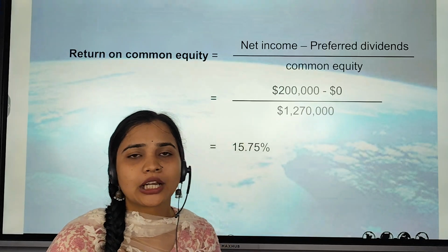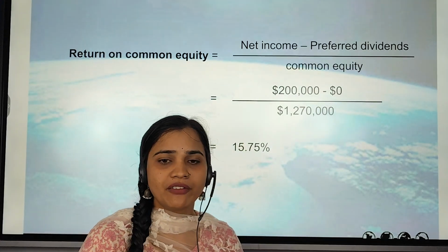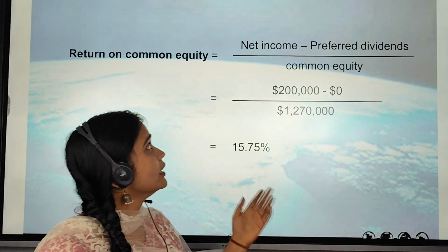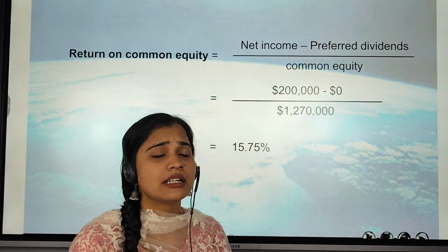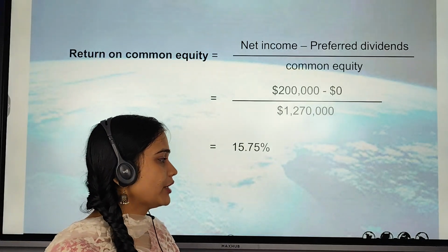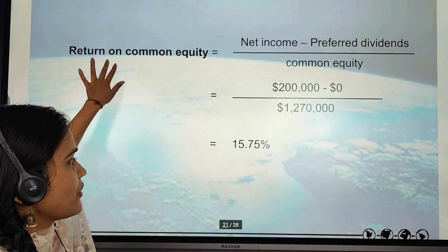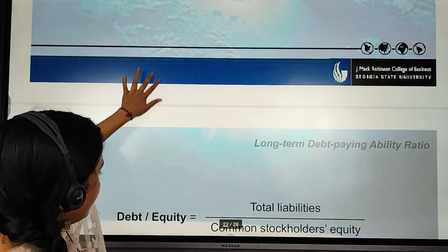The formula for calculating return on common equity is net income minus preferred dividend upon common equity. Net income is 2 lakh and preferred dividend is 0, upon 12 lakh 70,000 as our common equity, and the answer is 15.75%.